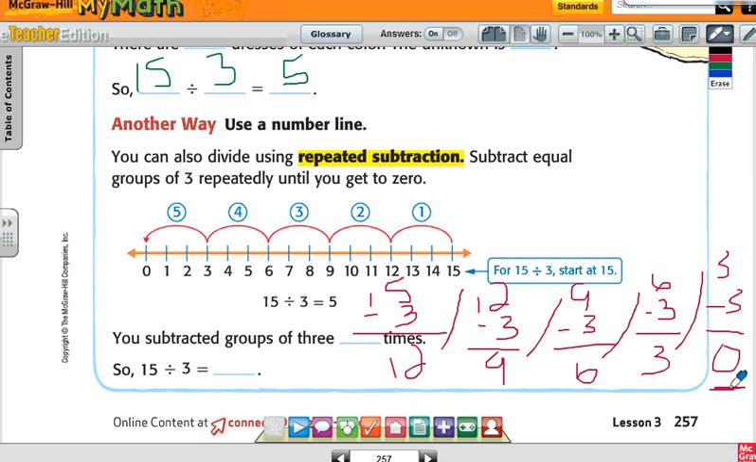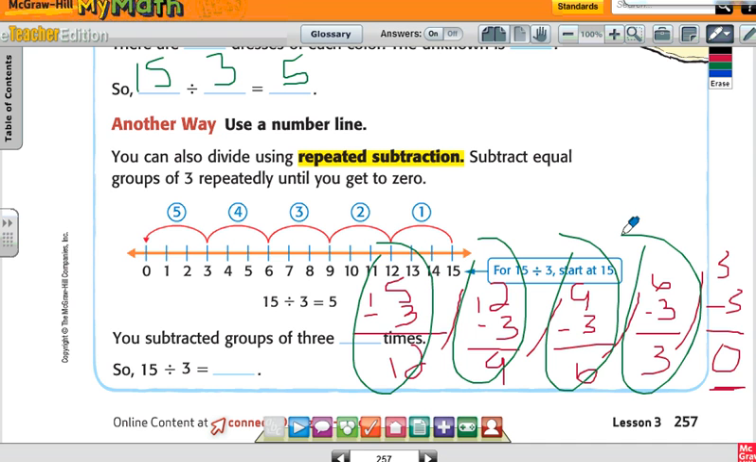So how many times did I subtract? Let's see. 1, 2, 3, 4, 5. I subtracted 5 times. So how many dresses in each group? 5. You subtracted groups of 3 5 times. Okay, so 15 divided by 3 is 5.